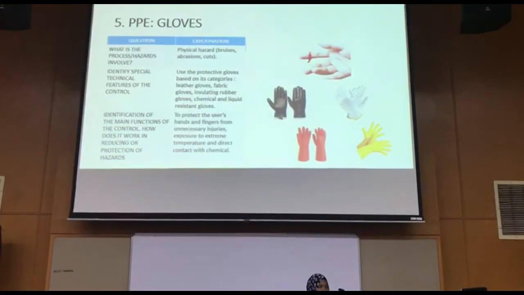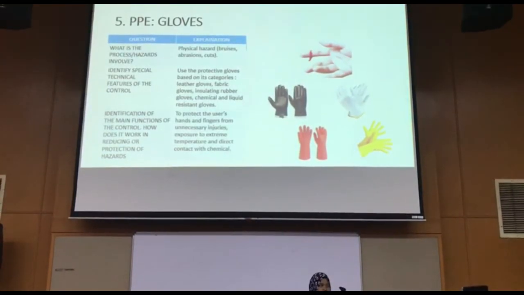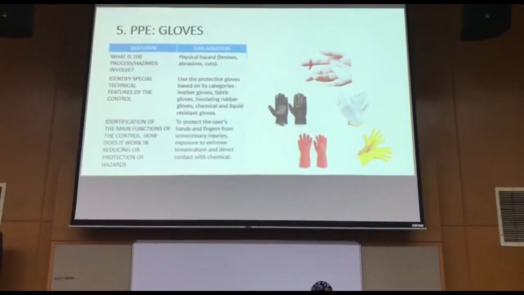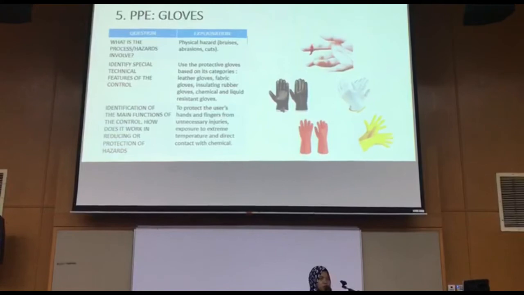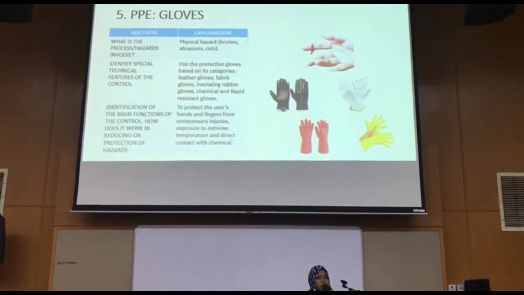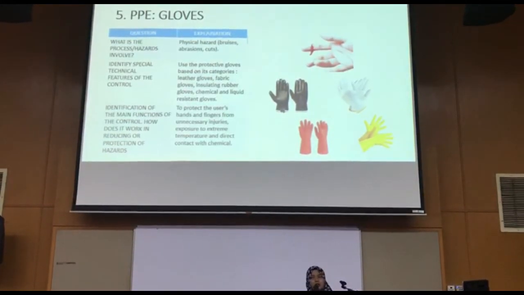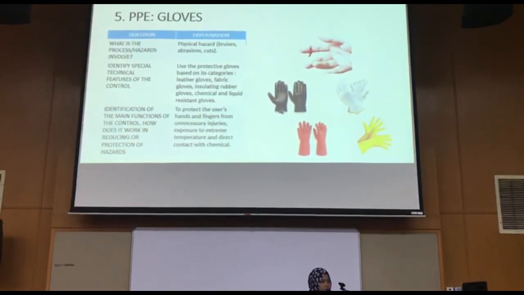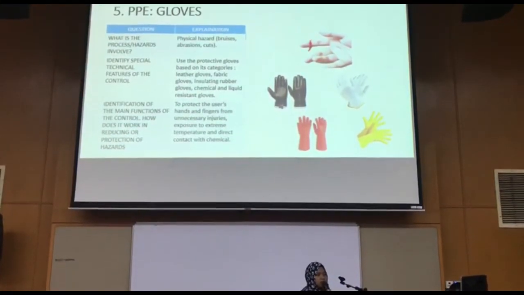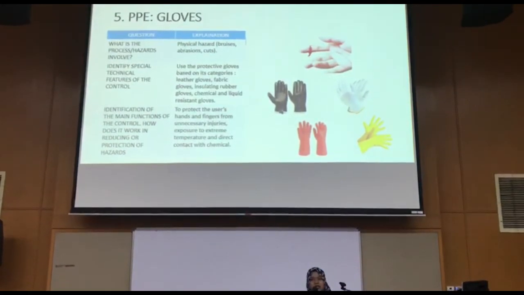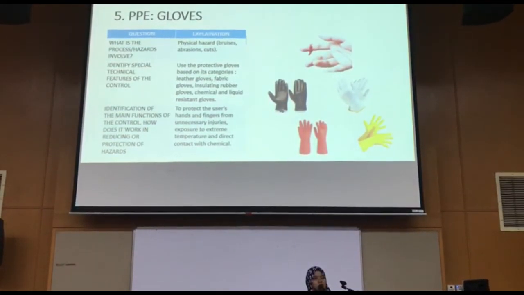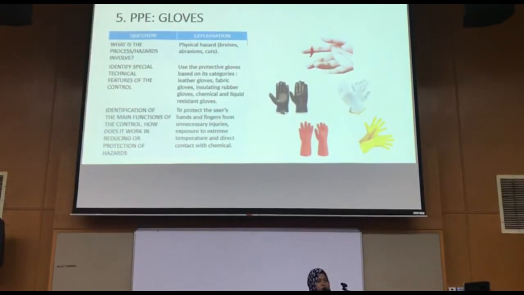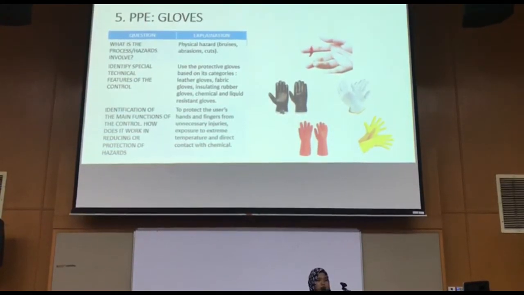Okay, next I'll explain about the PPE gloves. About the gloves, examples of the hazards involved are usually physical hazards, for example cuts, abrasions, and also bruises. There are many types of gloves, and we need to use the gloves according to the type of work that we do.